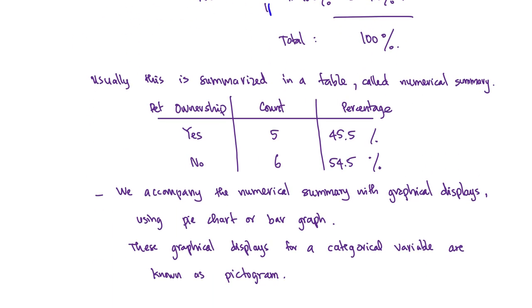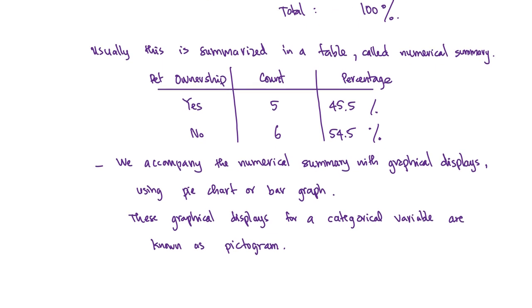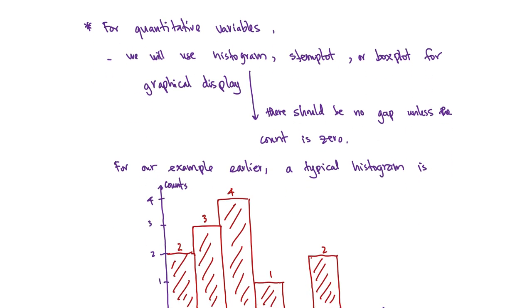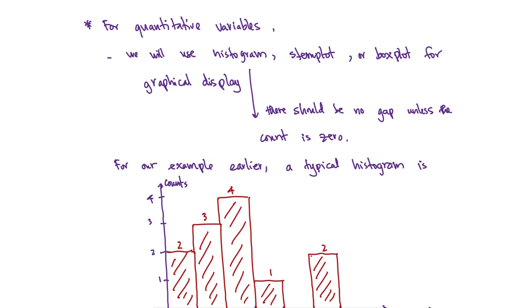Usually this is summarized in a table called a numerical summary. The first column will be the values, the second column will be the raw count, and the third column will be the corresponding percentages. Again, the total needs to add up to 100%. We accompany the numerical summary with graphical displays using either a pie chart or a bar graph. These graphical displays for a categorical variable are known as pictograms. For a quantitative variable, we will use a histogram, stem plot, or box plot for graphical displays.